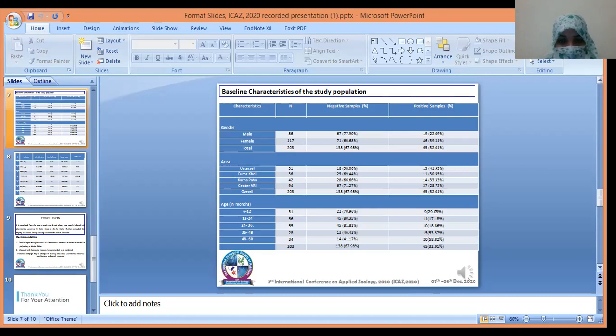Age wise, I collected samples through 6 to 12 months, which is 31; 12 to 24 is 56; 24 to 36 is 55; 36 to 48 is 28; and 48 to 60 is 34. Overall sample is 203, and these are the percentages of negative and positive samples, which are shown in these pictures.